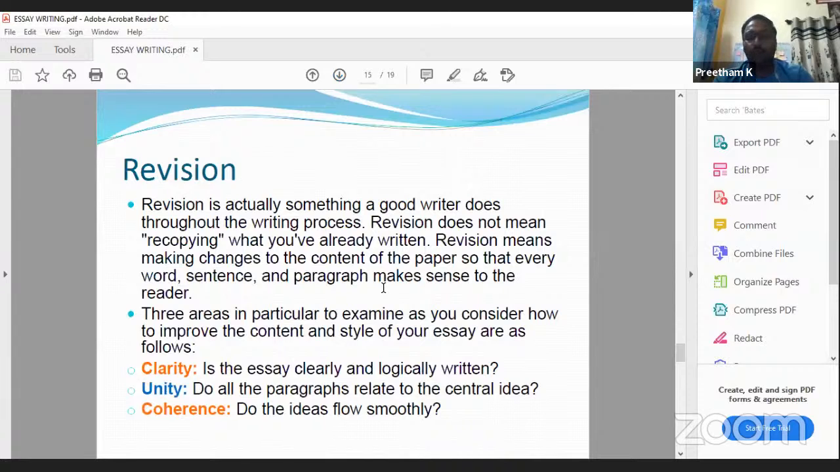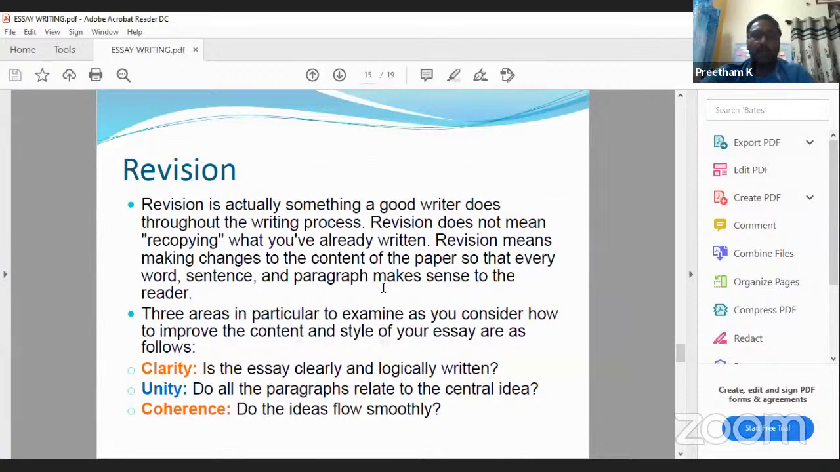Revision is actually, once you have written, you cross check whether what you have written is correct or incorrect. Revision is something a good writer does throughout the writing process. Revision does not mean recopying what you have already written. Revision means making changes to the content of the paper so that every word, sentence, and paragraph makes sense to the reader. It means you are actually editing it, proofreading it.